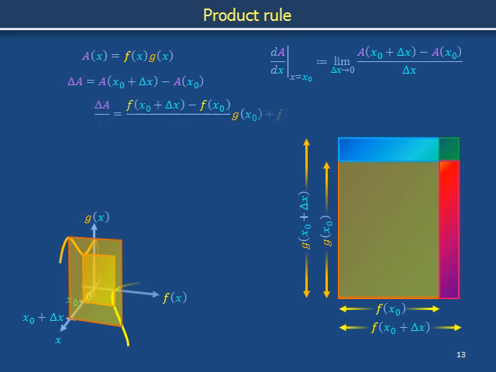Delta A is therefore approximately just the area of the magenta rectangle, which has width f of x naught plus delta x minus f of x naught and height g of x naught, plus the area of the light blue rectangle, which has width f of x naught and height g of x naught plus delta x minus g of x naught. Divide everything by delta x.